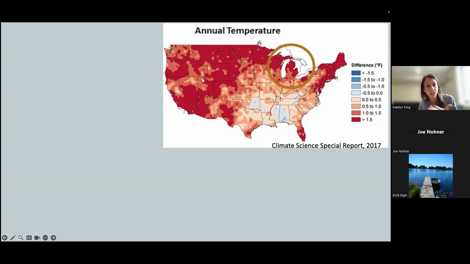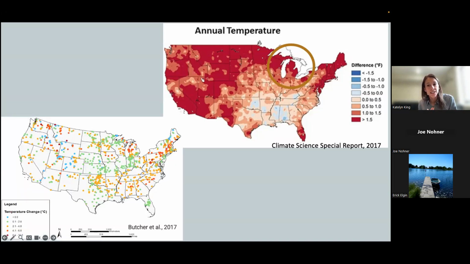And so increasing air temperature in turn is going to increase water temperatures. And so this is a map from another study that looked at changes in water temperature over time. And again, Michigan's got mostly that red and orange color there for those lakes that they had study data for. And so these increases in water temperature have shifted distributions and abundance of many both terrestrial and aquatic species in recent decades.